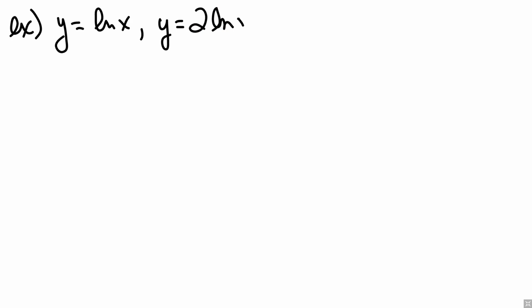All right, in our next example, we are finding the area of the region bounded by y equals the natural log of x. And the second one should be y equals 2 times the natural log of x. I don't know if I fixed that on the document or not. And then the other one is the line x is equal to e. Okay, and we're in quadrant 1.